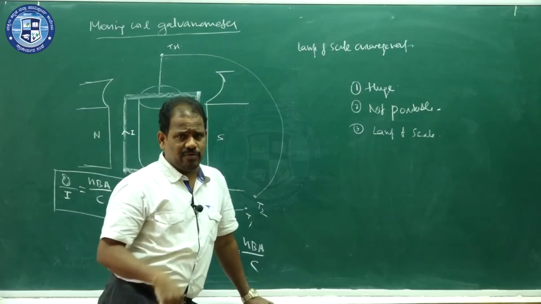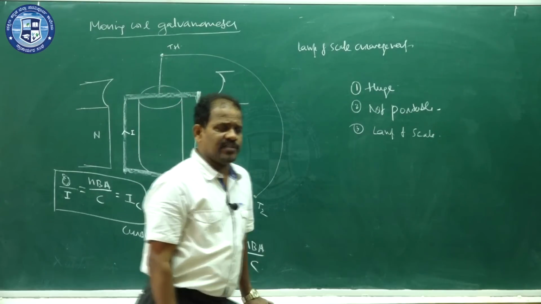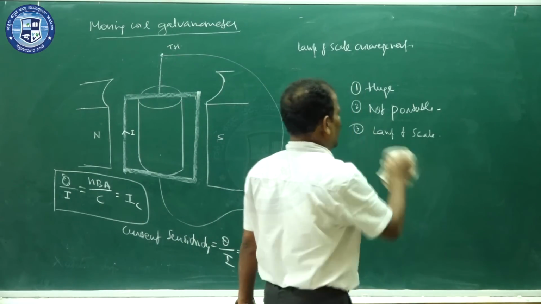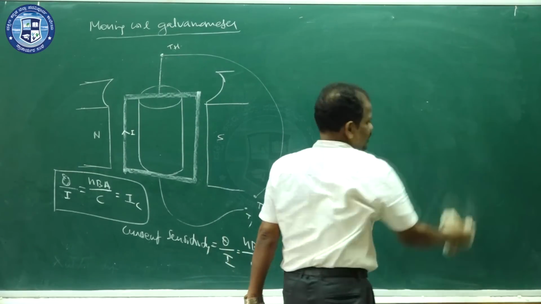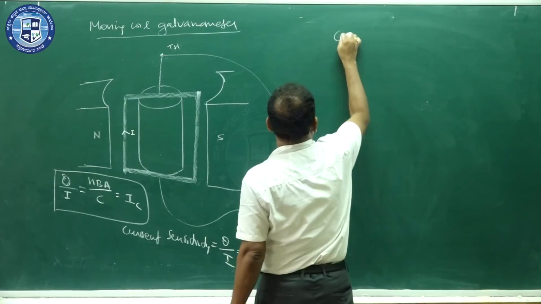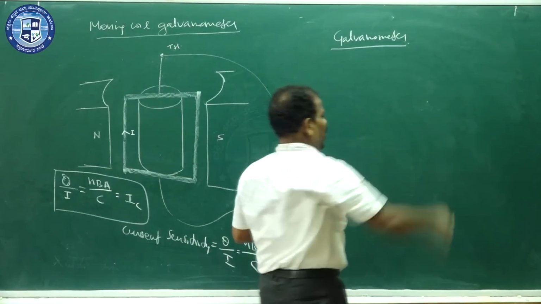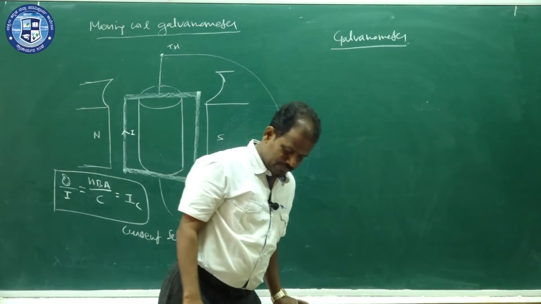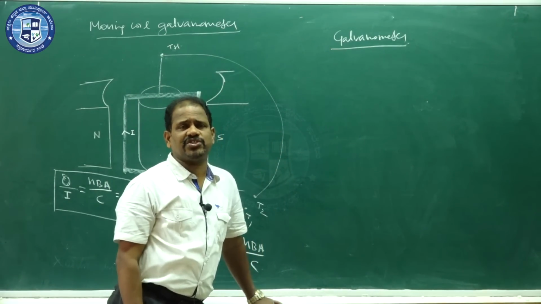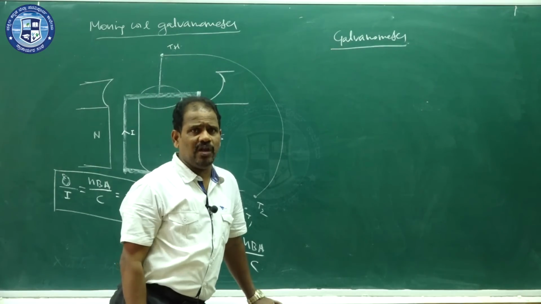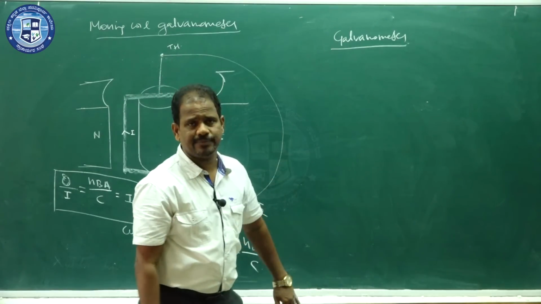Therefore what we are using in our laboratory is a simple galvanometer, which is called the pointer galvanometer, or simply called galvanometer. Just a basic difference I can tell. Constructional differences. Not all, only the very important constructional difference between the moving coil galvanometer and the galvanometer.